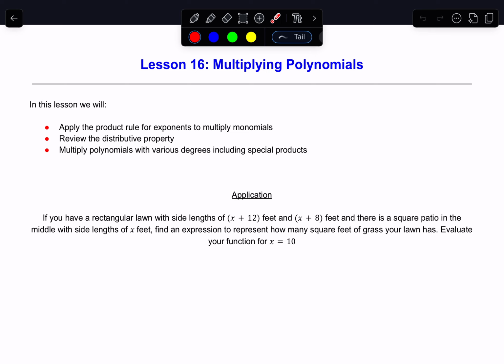And we are also going to look at special products, which is a couple shortcut rules for the processes we're going to learn before that. Processes, somebody let me know.